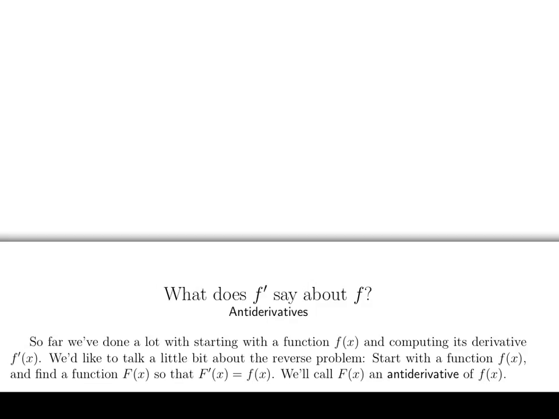Let's start with a function and find a new function, big F, so that big F prime is equal to little f. Okay, so our starting point is still the same. It's little f of x, but we want to find a function big F so that the derivative of that function is equal to f of x. And this thing has a name. It's called an antiderivative. And so we're going backwards. We're finding a function whose derivative is f of x.